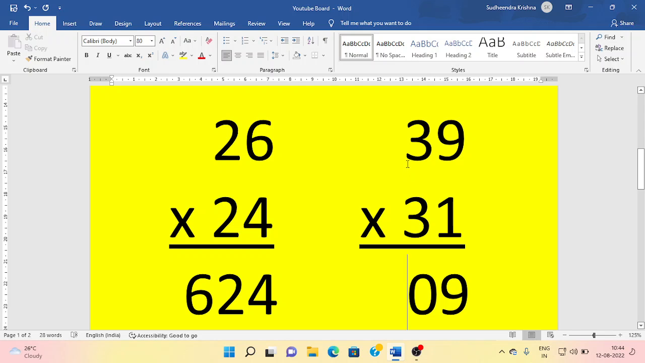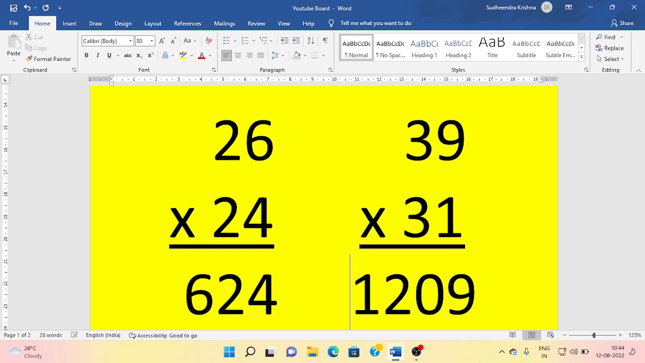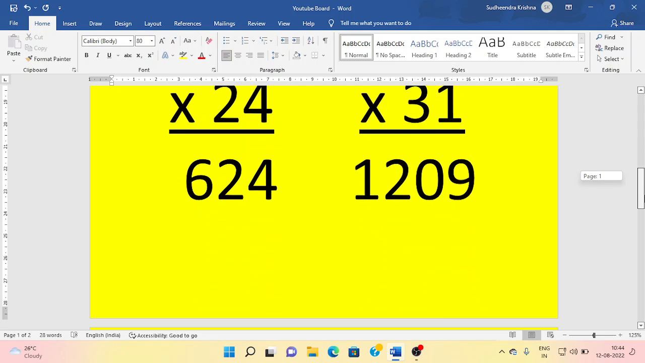Now in the tens place of both the numbers you have 3. So 3 plus 1 is 4. Multiply 3 and 4. 3 into 4 is 12. So this is the required answer. So 39 into 31 is equal to 1209.